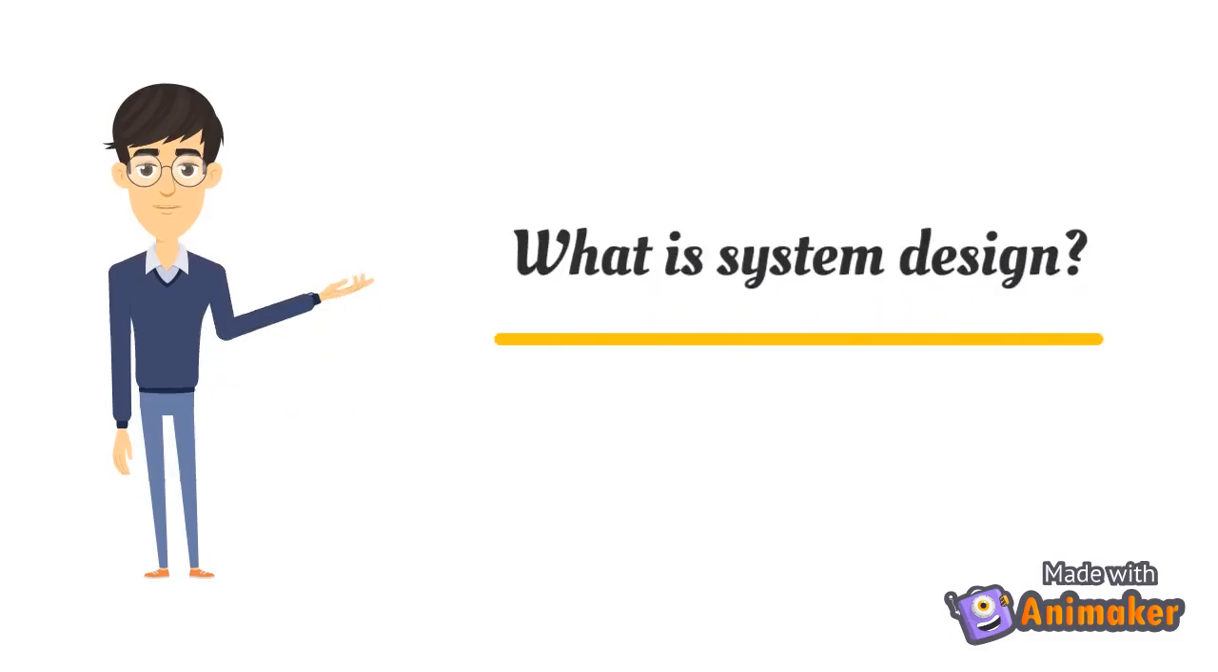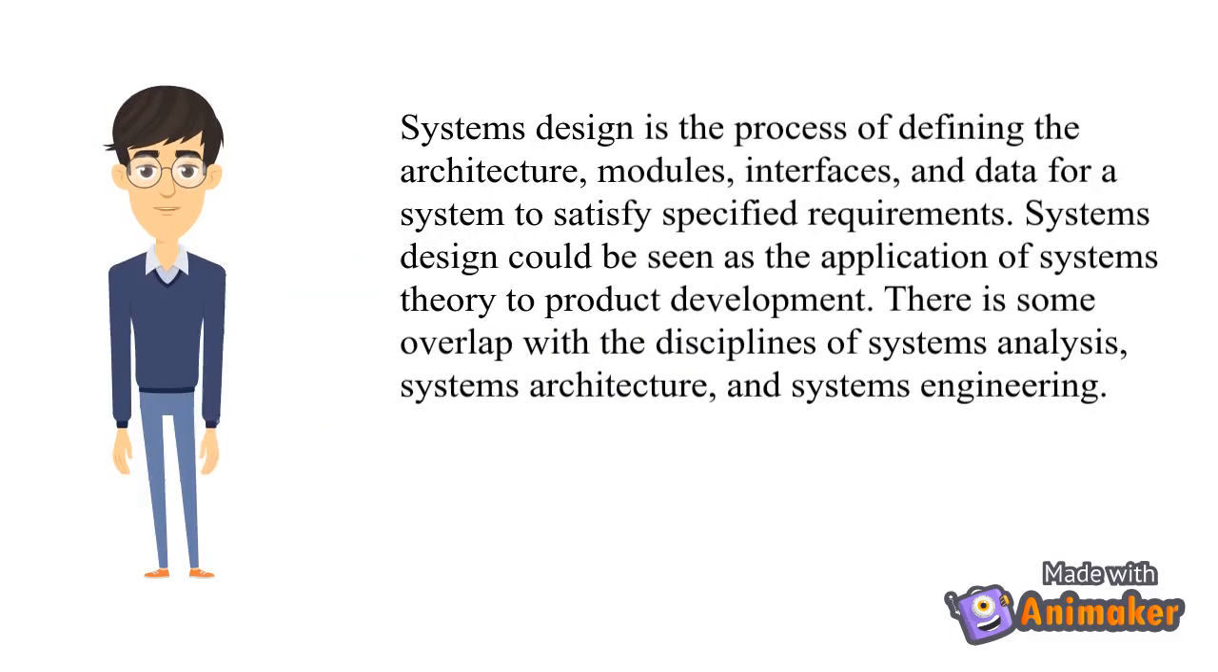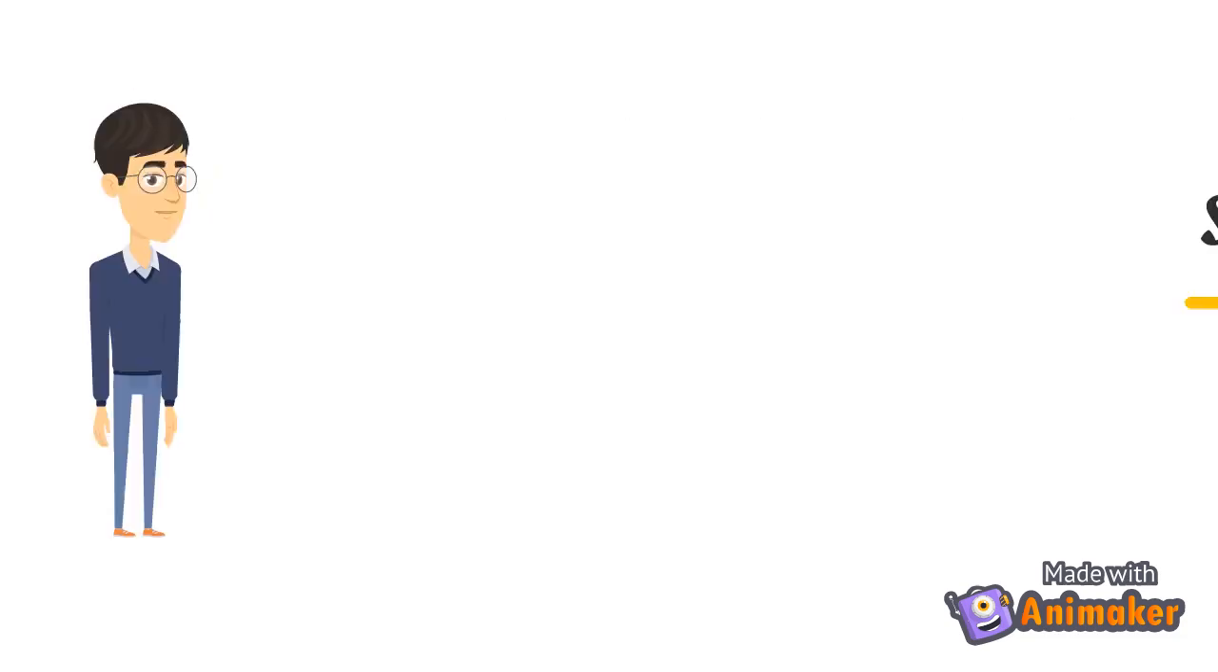What is system design? Systems design is the process of defining the architecture, modules, interfaces, and data for a system to satisfy specified requirements. Systems design could be seen as the application of systems theory to product development. There is some overlap with the disciplines of systems analysis, systems architecture, and systems engineering.